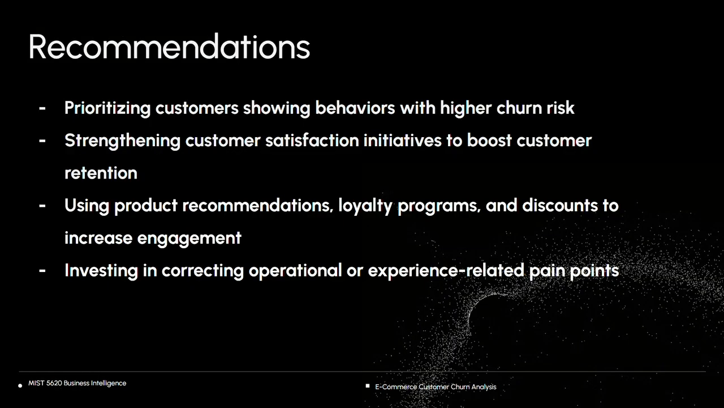Next, I just want to go through some recommendations. So one would be prioritizing customers that show behaviors with high churn risk. This would be focusing on the consumers with a high complaint rate or low satisfaction scores. Additionally, you can strengthen satisfaction scores with different initiatives such as product recommendations based off of what they've searched for, loyalty programs, and discounts and coupons to increase engagement.